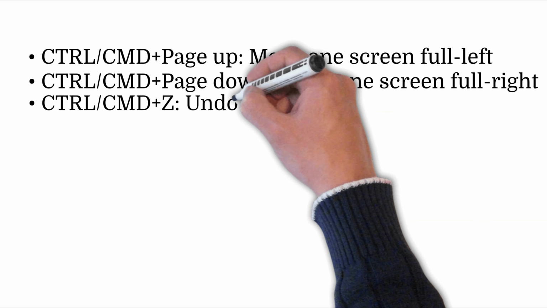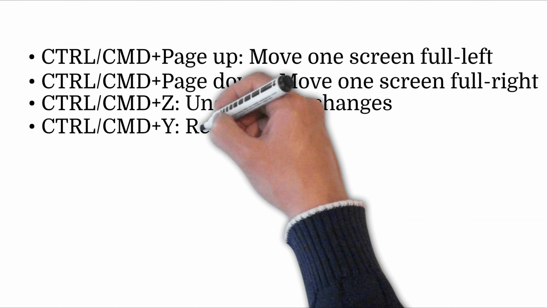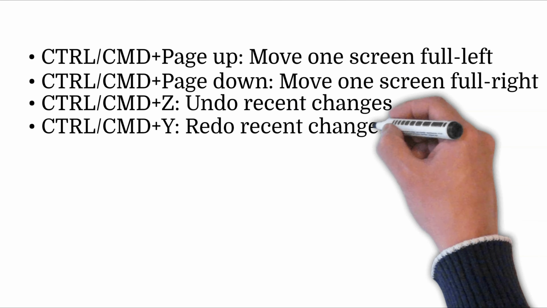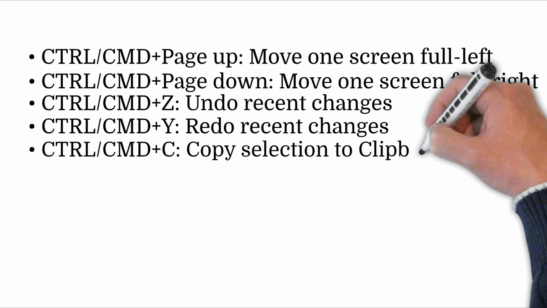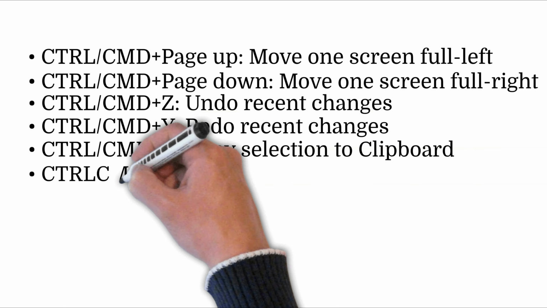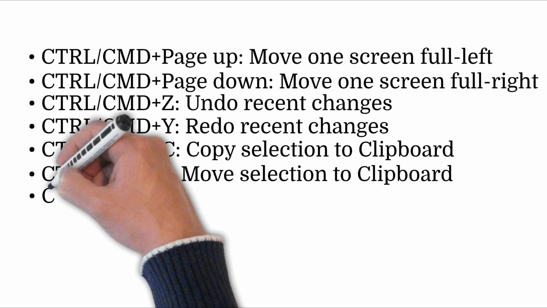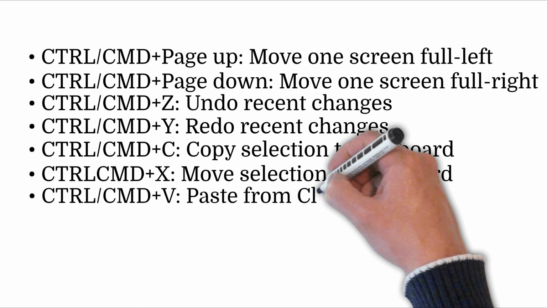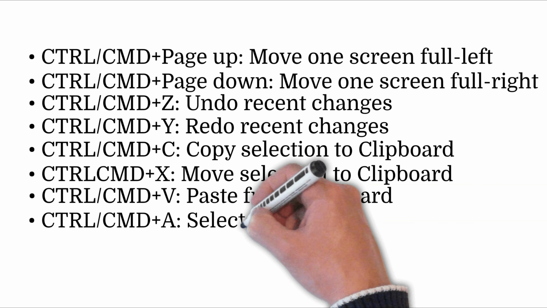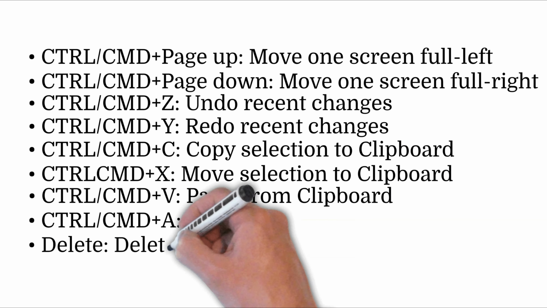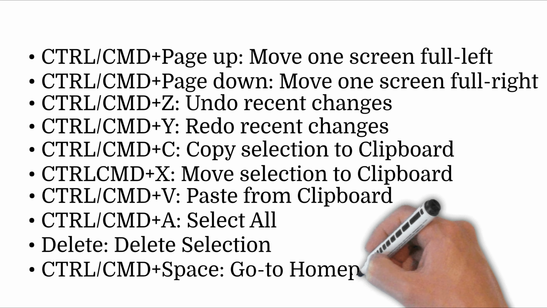Control or Command plus Z, undo recent changes. Control or Command plus Y, redo recent changes. Control or Command plus C, copy selection to clipboard. Control or Command plus X, move selection to clipboard. Control or Command plus V, paste from clipboard. Control or Command plus A, select all. Delete, delete selection. Control or Command plus space, go to homepage.